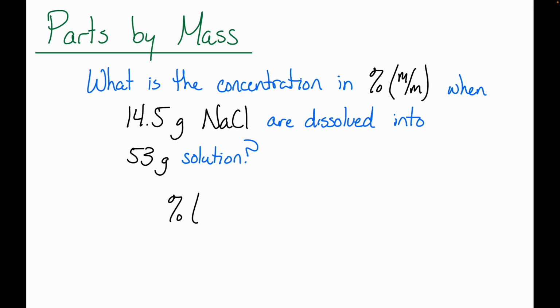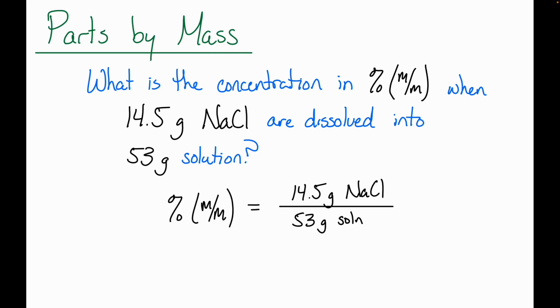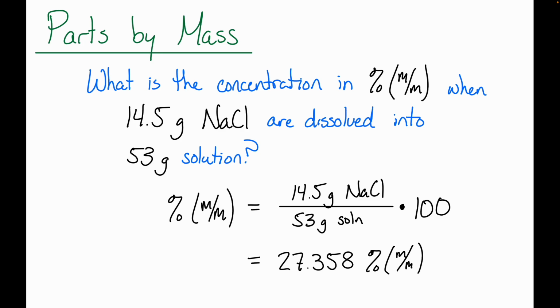All right, so my percent m over m is grams of solute, my 14.5 grams NaCl, over that 53 grams of solution. And what would be my factor of f here for the percent m over m? Times 100. All right, so that would come out to 27.358. And we would say percent m over m, that's our units.